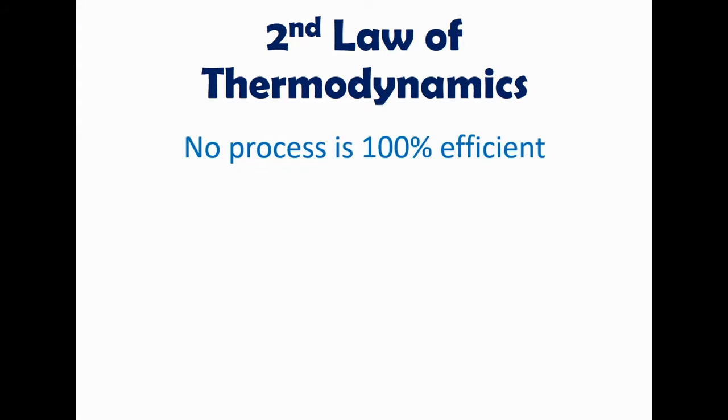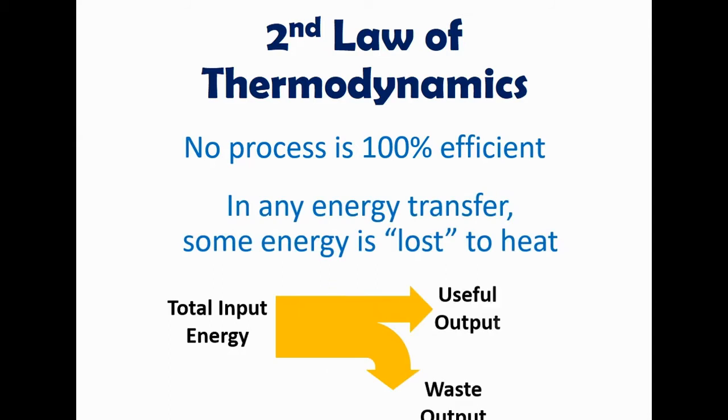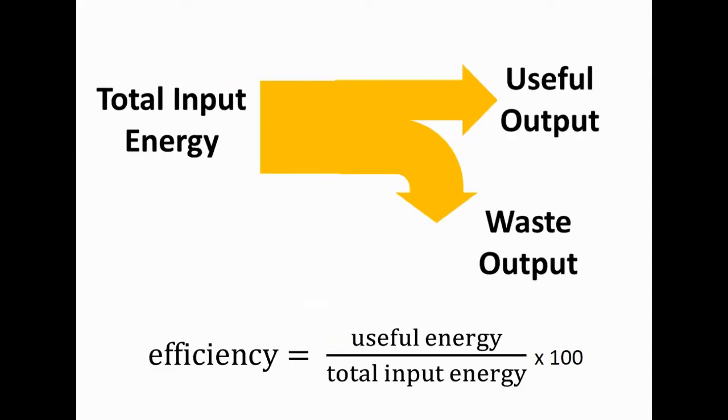The second law of thermodynamics tells us that no process is 100% efficient. Said another way, anytime there is an energy transfer, some energy is lost due to heat. If we consider an energy transfer process, when we talk about efficiency, we mean how much of the total input energy became our useful output. In order to calculate something's percent efficiency, we take the useful output energy divided by the total input energy and then multiply by 100.